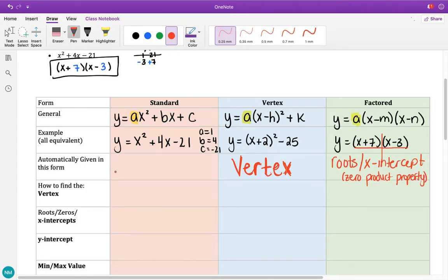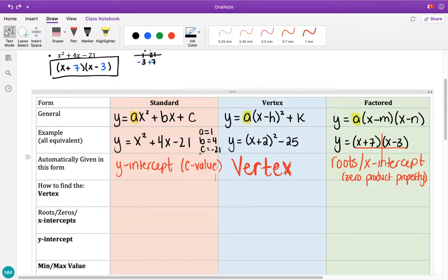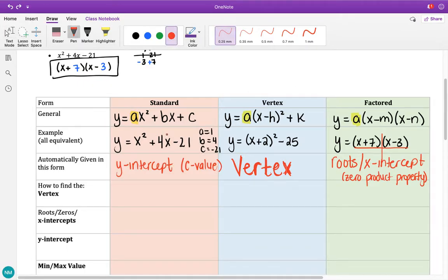And then what we get automatically when we have standard form is the y-intercept. Remember, your y-intercept is your c value. So for this one, it's going to be negative 21. Okay, so each one of these forms give you a different thing immediately. Can you find everything else from that? Yeah, but it gives you one thing immediately.